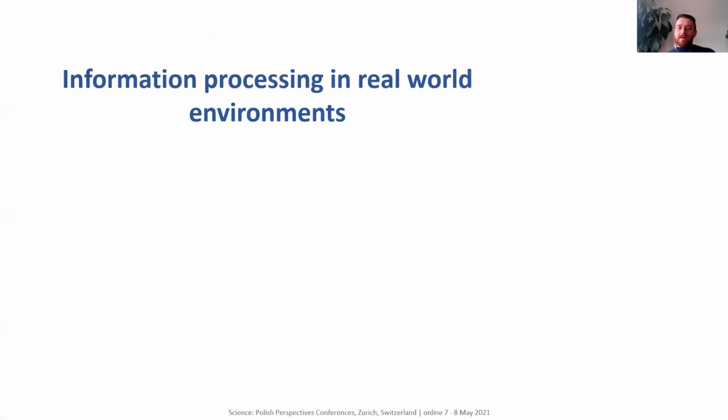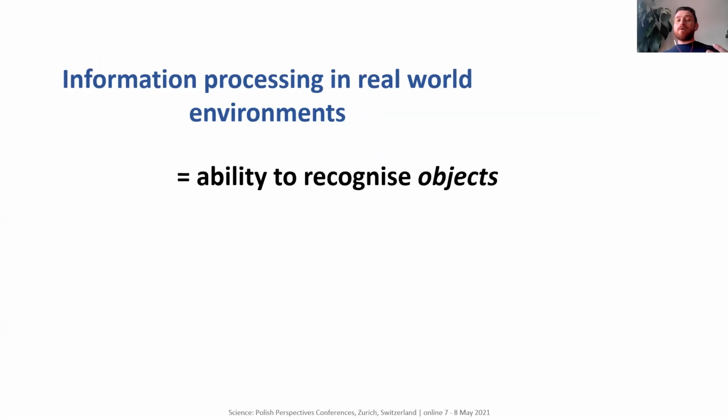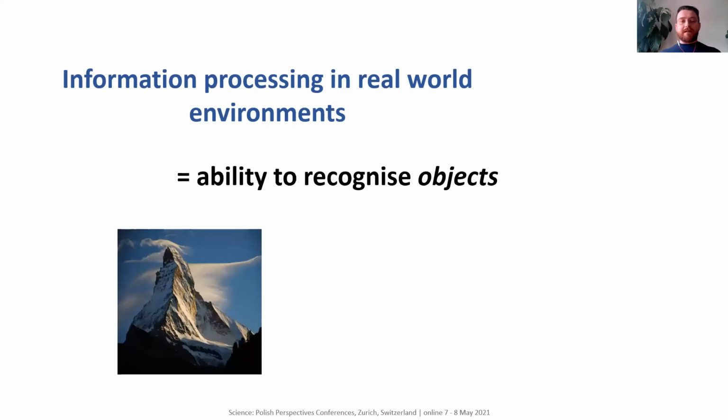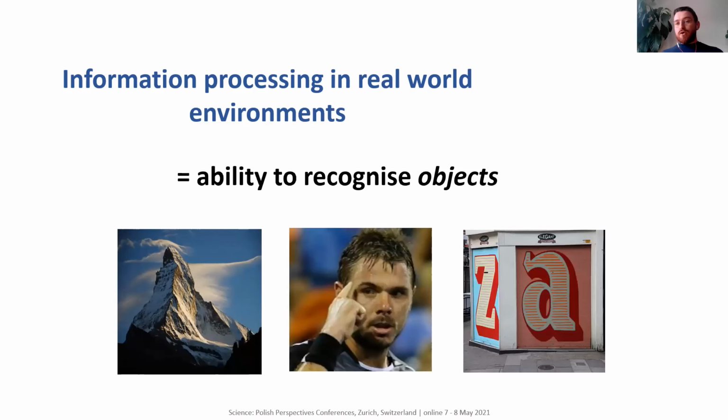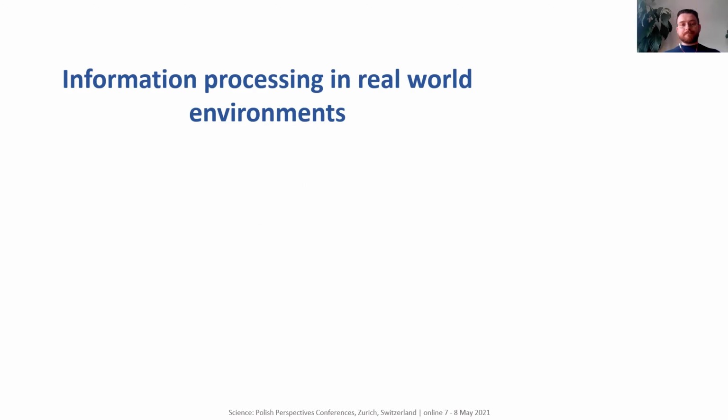Right, so what interests me personally in my work is how we process information in real world environments. What that means at the very foundation is how we recognize objects, despite all of the distraction, despite all of the noise that typically surrounds them. By objects, we mean external objects, people, but also alphanumeric symbols.